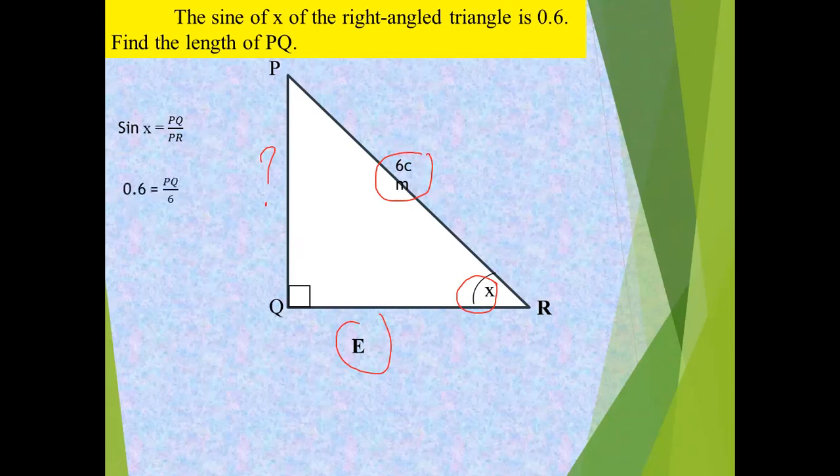And since sine of x is given as 0.6, therefore sine theta, 0.6, equals PQ over the hypotenuse 6. If we multiply and simplify, then PQ equals 0.6 times 6, so it is equal to 3.6 centimeters. Again, you are given the value of theta and you have the hypotenuse, so you are able to answer the unknown side. And of course, we can also solve for the third unknown side. Okay, so that is all about the sine.